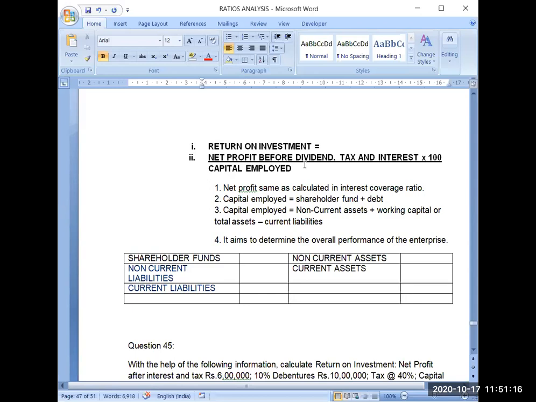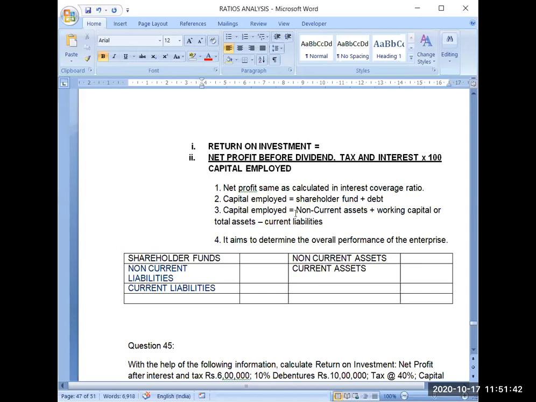Now I have invested two types of funds in my business. One is owner fund and one is borrowed funds. One is equity and one is debt. So earlier I also told you that equity plus debt, means shareholder fund plus non-current liability, is the amount of capital employed. So you can see the formula of capital employed, shareholder fund plus debt.